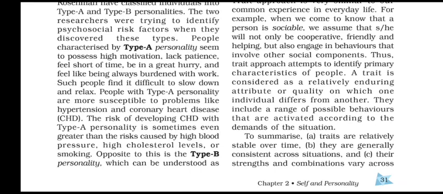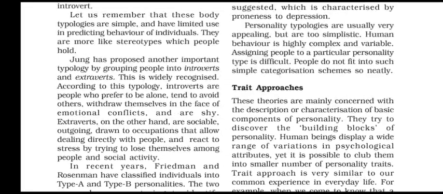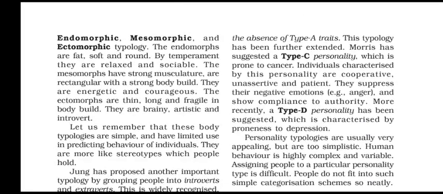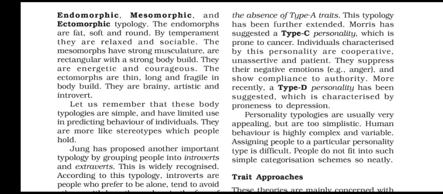People with type A personality are more susceptible to problems like hypertension and coronary heart disease. The risk of developing CHD with type A personality is sometimes even greater than the risk caused by high blood pressure, high cholesterol levels, or smoking. Opposite to this, type B personality can be understood as the absence of type A traits. This typology has been further extended. Morris suggested a type C personality which is prone to cancer.